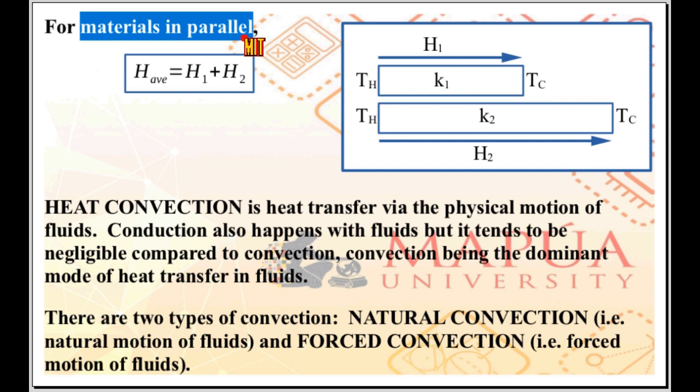And for materials in parallel layering or connection, the heat transfer rates will add up. Heat transfer rate H1 through material K1, heat transfer rate H2 through material K2, the two heat transfer rates will add up such that H average, the total heat transfer rate through the object, is equal to H1 plus H2.